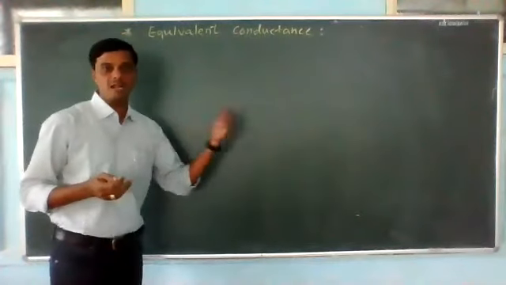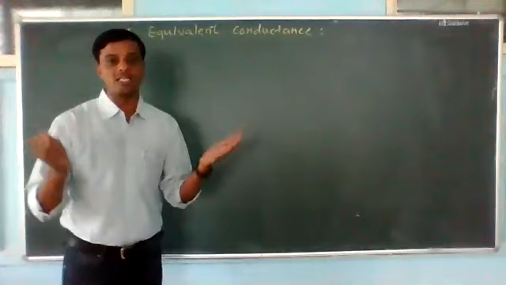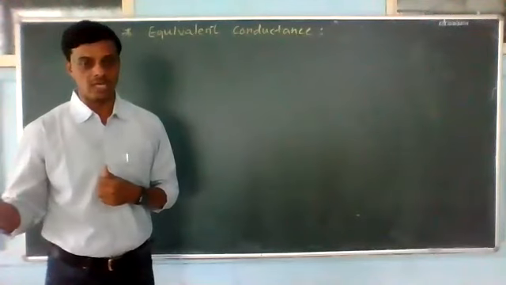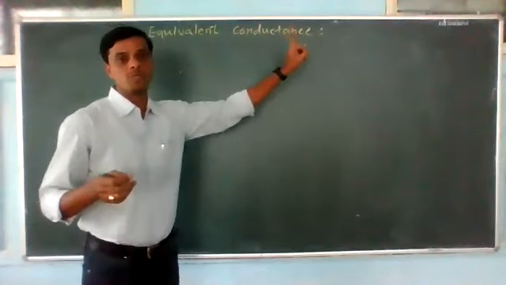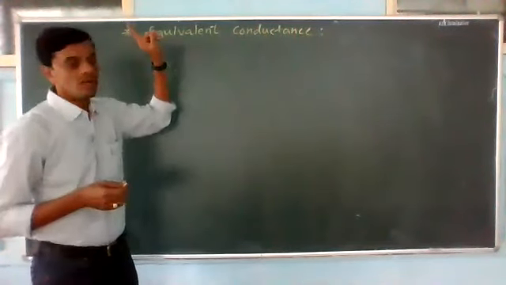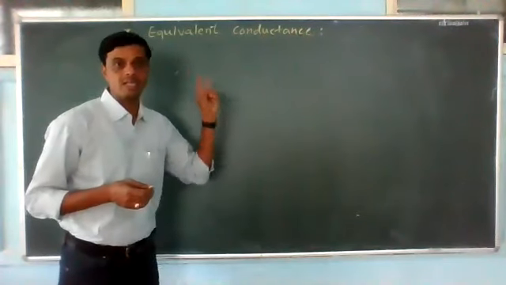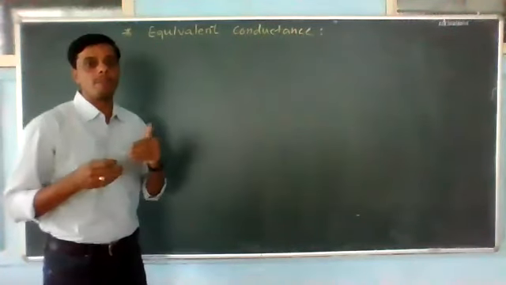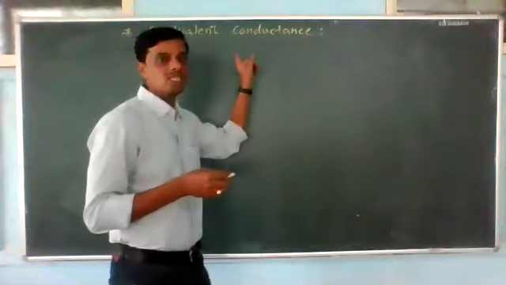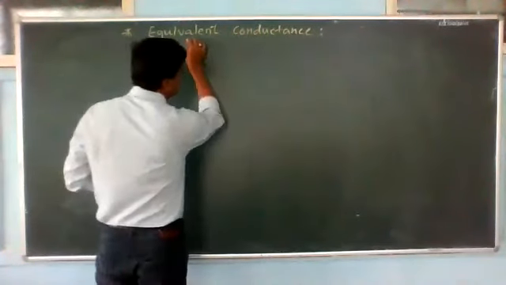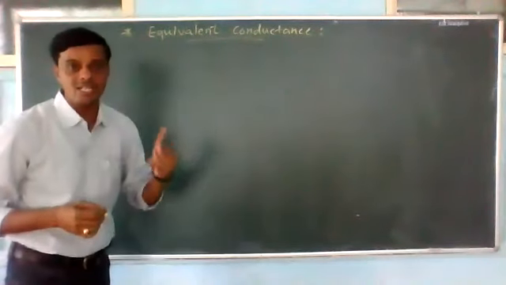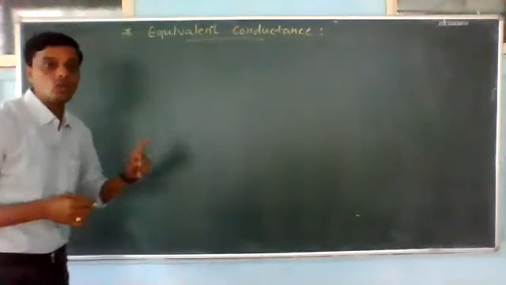As we know, conductors are broadly classified into two types: metallic conductors and electrolytic solution conductors. Specific conductivity is used for characterizing the conductance of metals, but it is not properly suitable for the measurement of electrolytic conductance. That is why this new property, equivalent conductance, has been introduced.